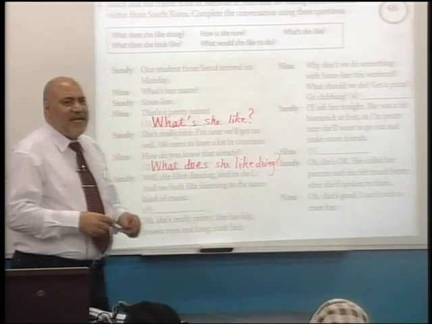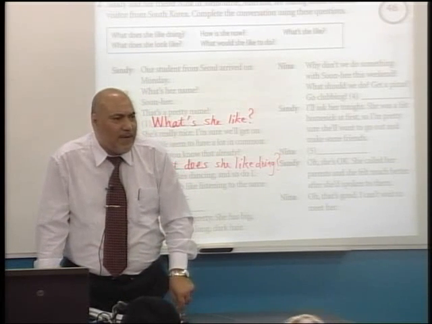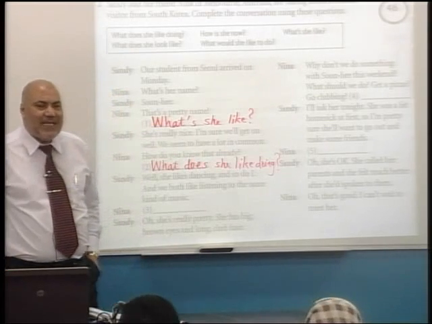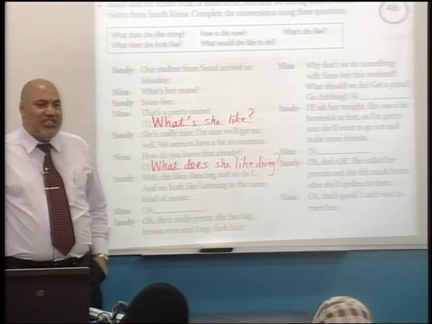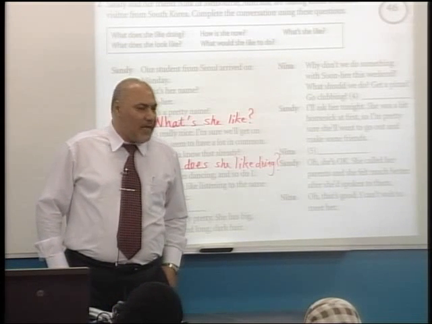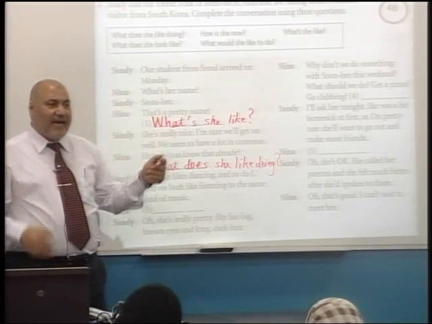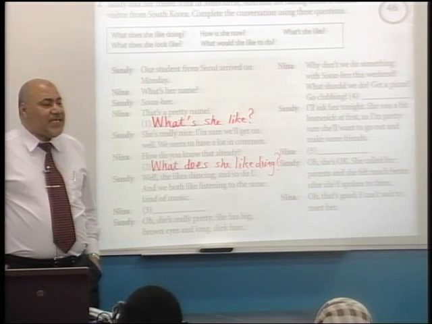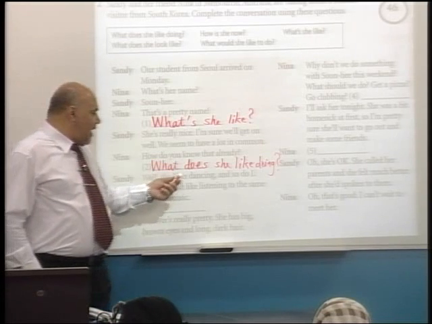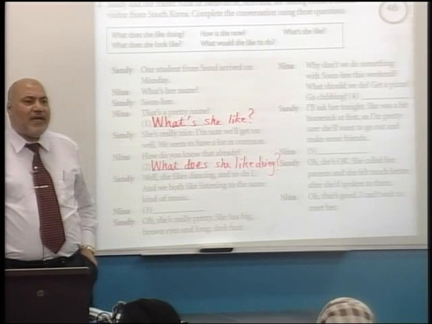So here I'm speaking about her hobby or her interest. So I say, what does she like doing? She likes playing tennis. She likes singing. She likes eating. She likes walking. She likes reading. So this is something in common, her interest or her hobby. She likes collecting stamps. She likes watching television. So when I say, what does she like doing, I'm speaking about her hobby or her interest.